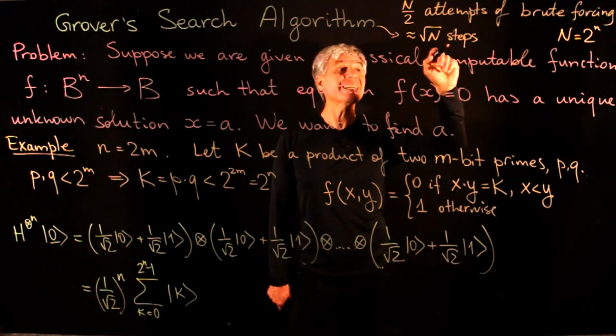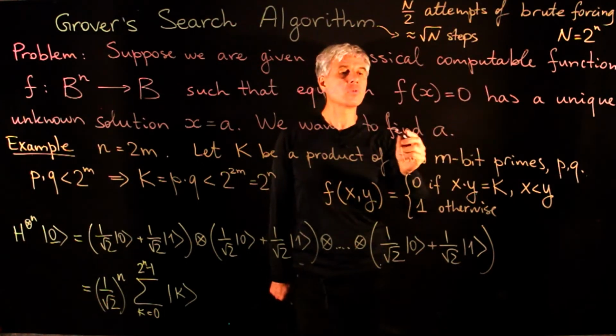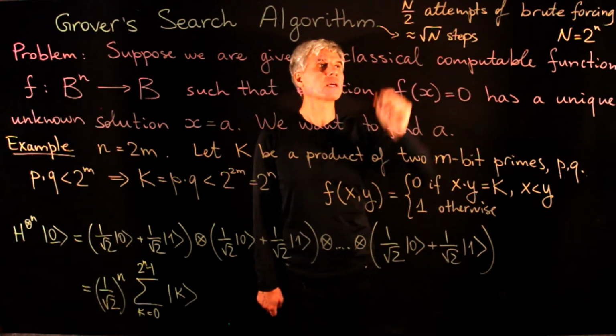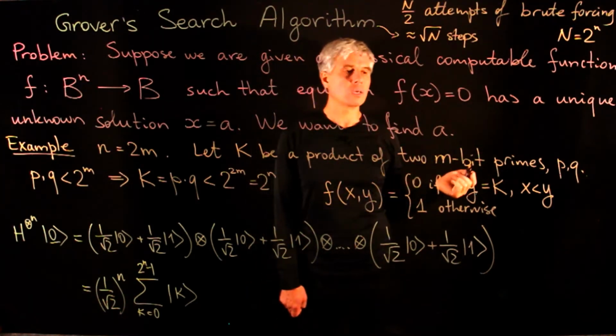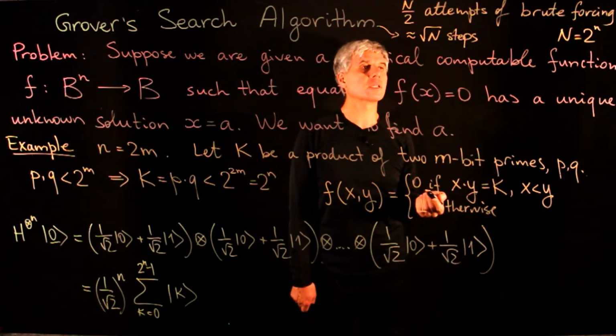So clearly, there is no classical general method for solving this problem with complexity which is better than N over 2, because classically, brute force is the only thing that is available to us.